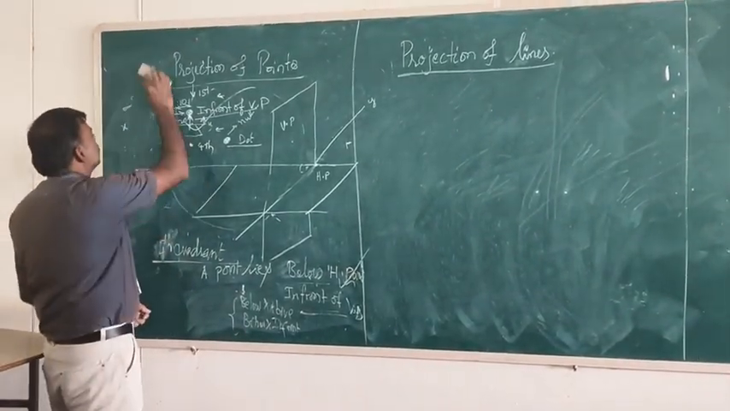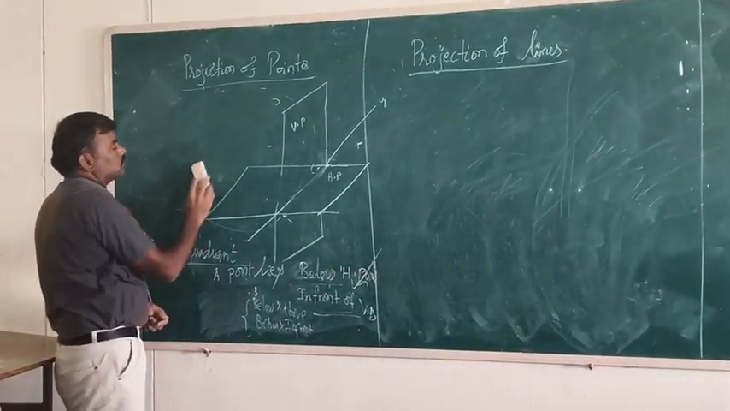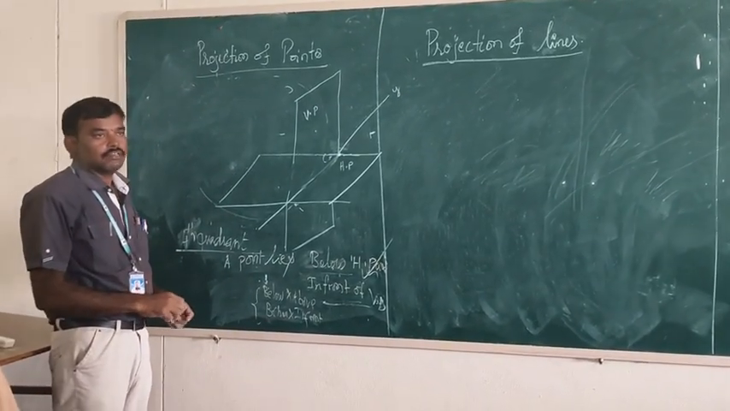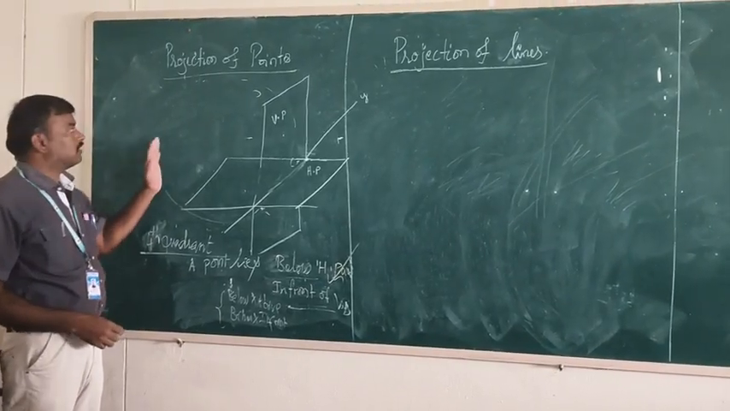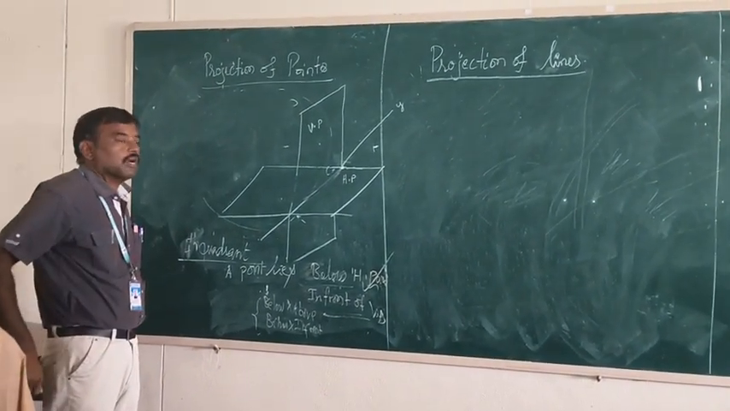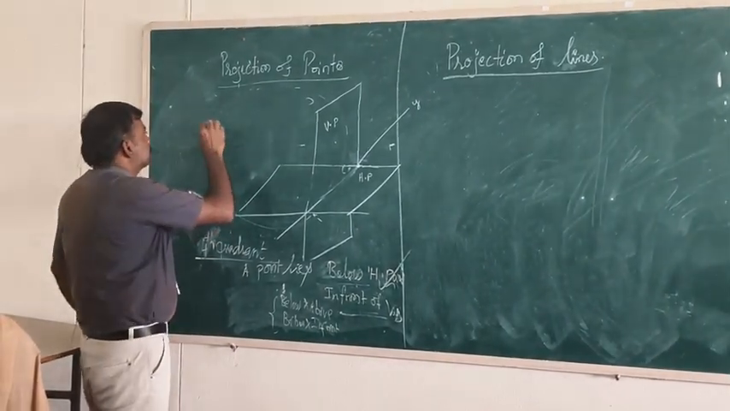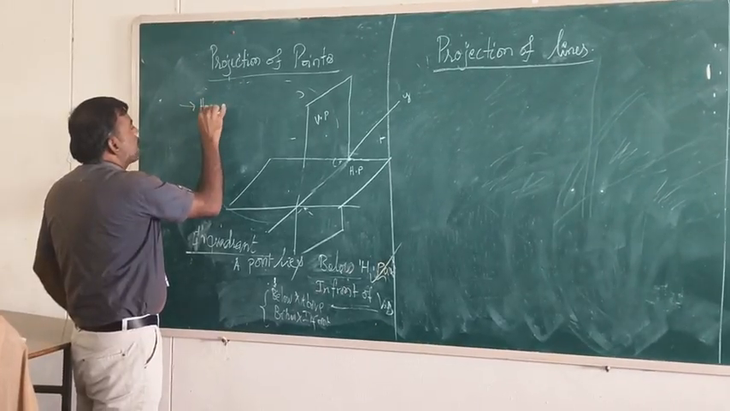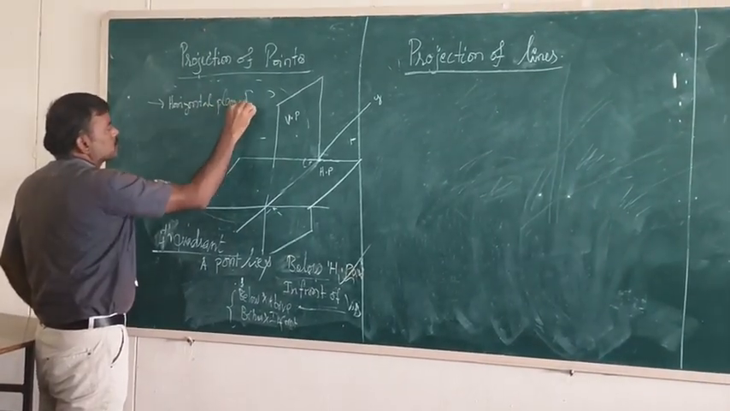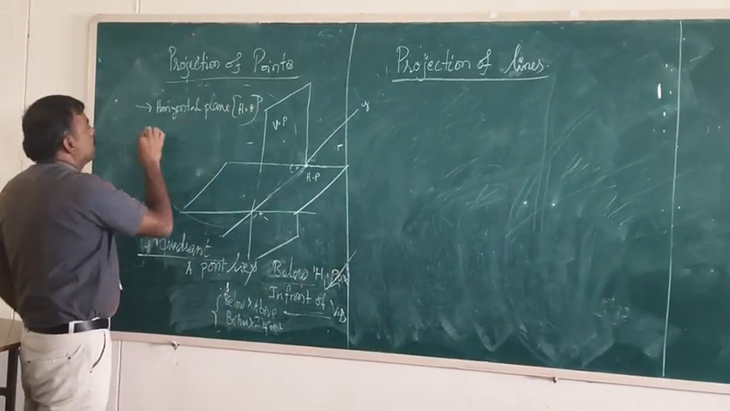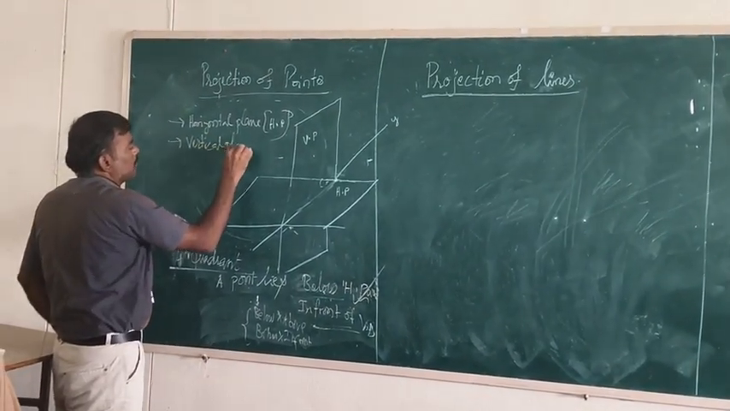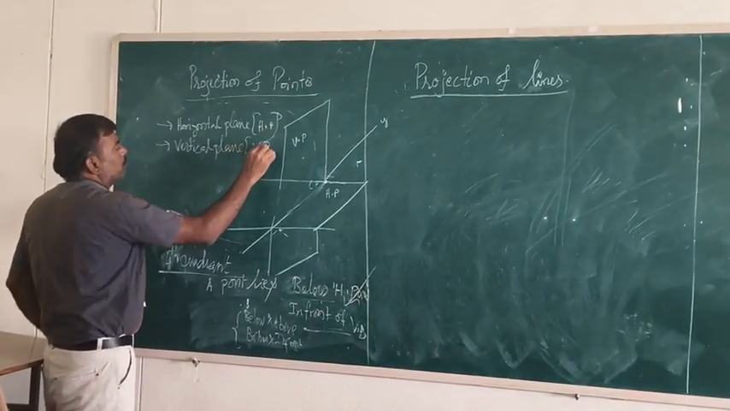Very good. So clearly you people, I think, understood what is first angle projection, second angle, third angle projection and fourth angle projection. So it looks like four quadrants: first quadrant, second quadrant, third quadrant and fourth quadrant. Then we come to the added words. The first one is the horizontal plane, whose short form is HP, and the vertical plane, whose short form is VP.